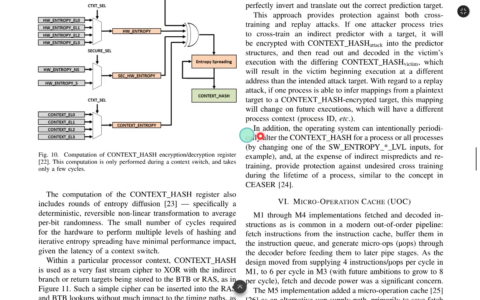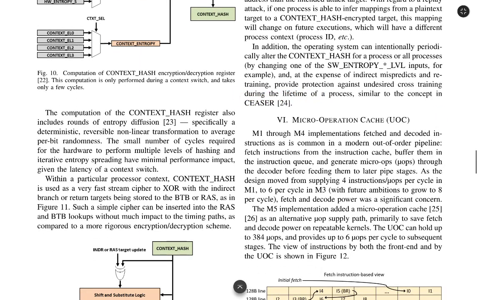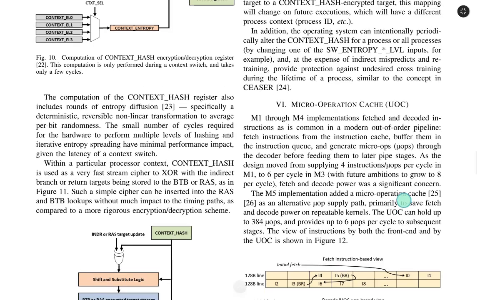In addition, the operating system can intentionally periodically alter the context hash for the processor or for all processes by changing one of the software entropy inputs, for example, at the expense of indirect mispredicts and retraining, and provide protection against undesired cross-training during the lifetime of the process, similar to the concept in CEASER.